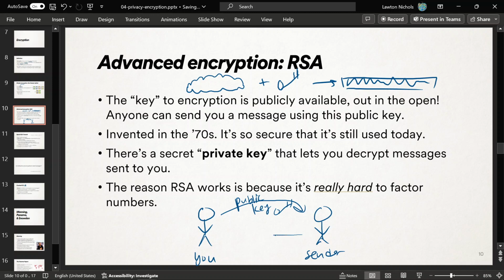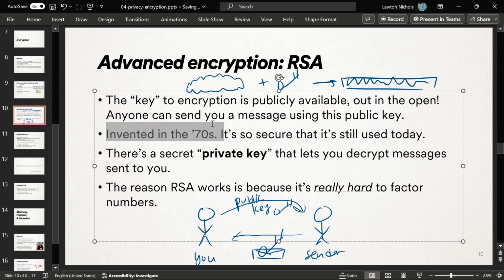And then the sender uses that public key to take the message that they want to send to you. Here's like the little envelope. Here's the message that they want to send to you. They encrypt it using that public key. So they use it. Okay? And then there's a separate key to decrypt it. So this was invented back in the 70s. It's still the gold standard, it's that secure if you use big enough numbers. It's a math kind of problem, okay?